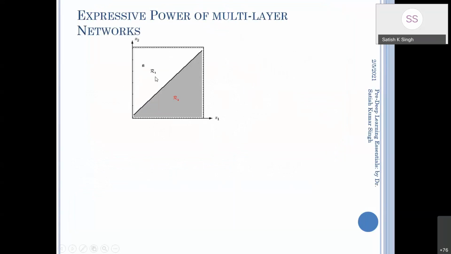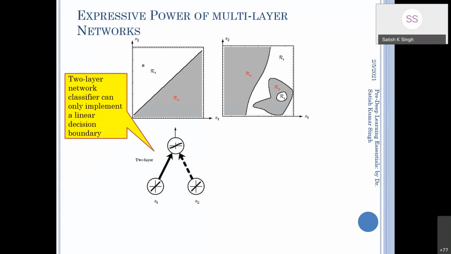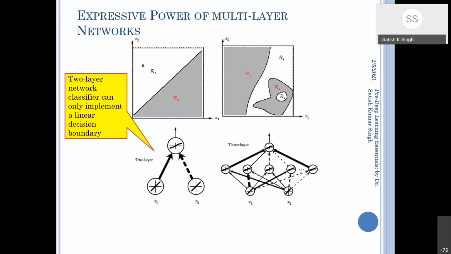So if the data distribution is like this, there is a region 1, there is a region 2. Okay, it is very simple. We can use a simple perceptron. A 2-layer network classifier can only implement a linear decision boundary. 2 layers are sufficient, and we can do this kind of segregation. But if the decision boundaries are like this, although there are only 2 classes, but the distribution is like this, then we have to use a 3-layer net with a sufficient number of hidden units.